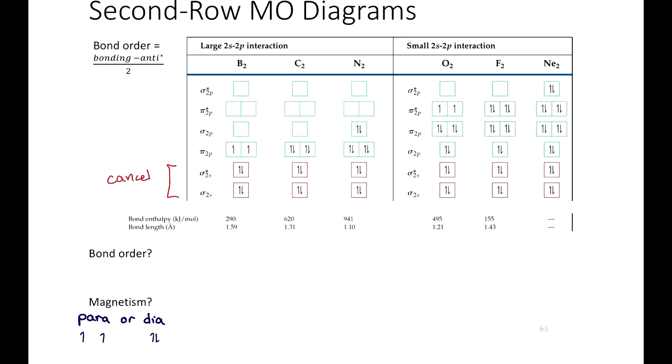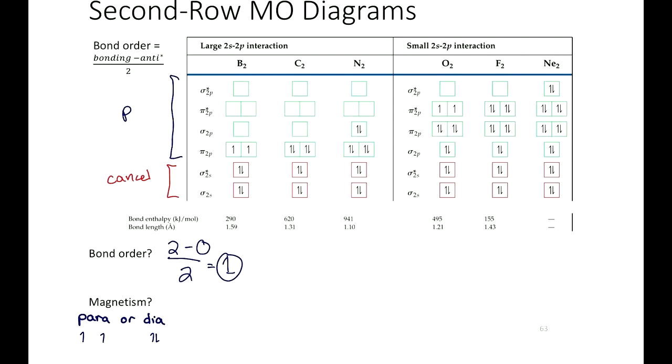So if we ignore the s interactions and just look at the p interactions, I see that there are 2 bonding electrons in boron minus how many anti-bonding in just the p interactions? 0. And so what is the bond order in diatomic boron? 1. Bond order of 1. Okay.